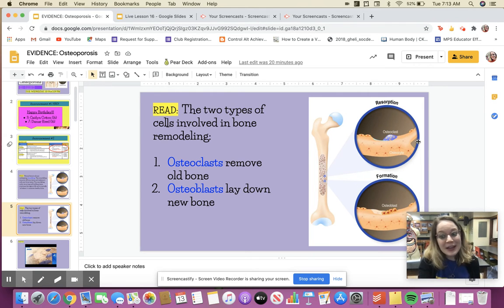And if we're going to be eating away our old bone, of course, we need another cell to deposit new bone. So that's going to be an osteoblast. You can see in the bottom picture, there are several osteoblasts that are laying down that layer of new bone.